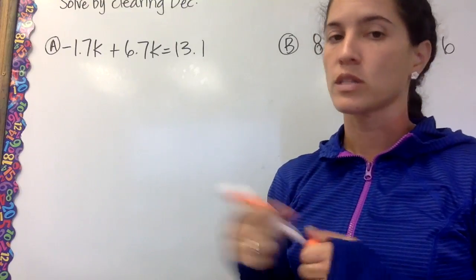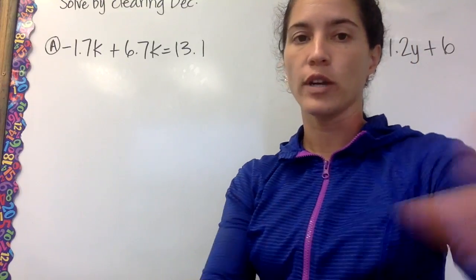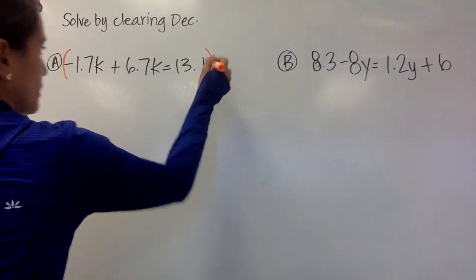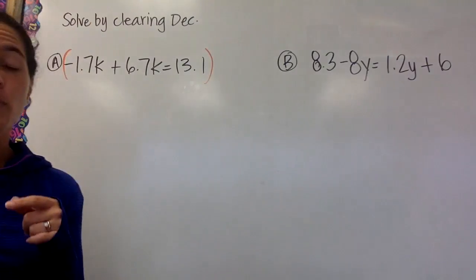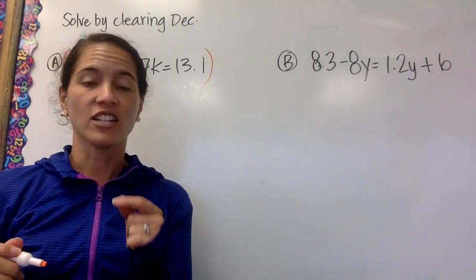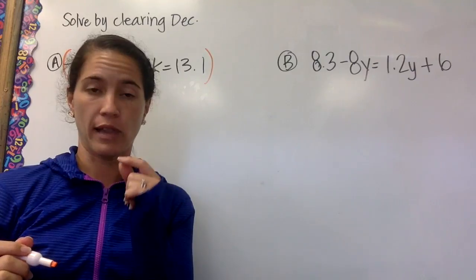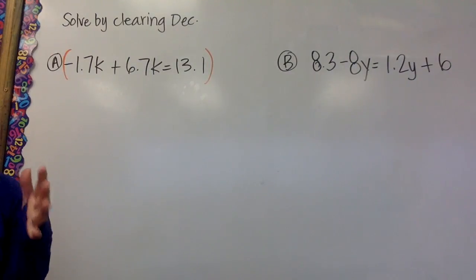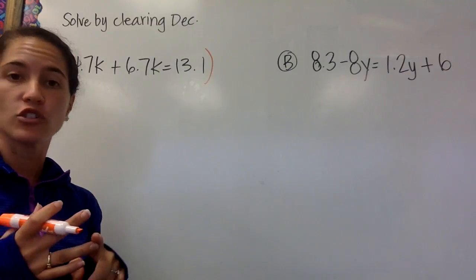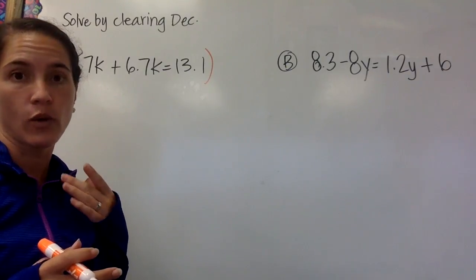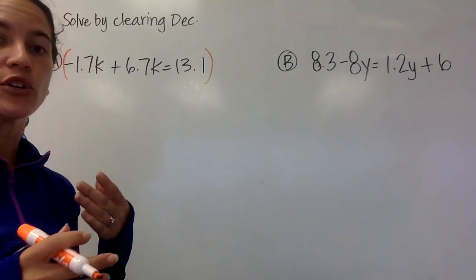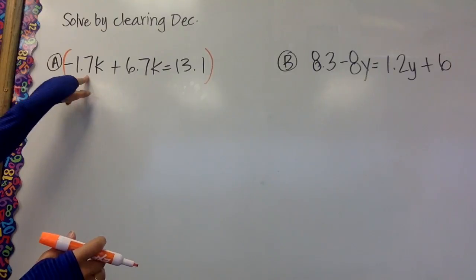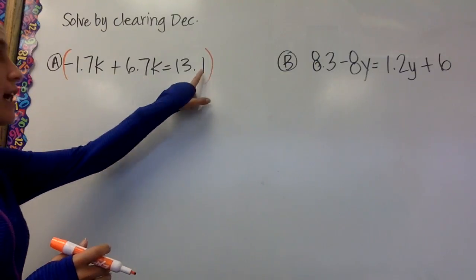To clear decimals, similar to clearing fractions, you're going to have to multiply the entire equation by a multiple of 10 that is your largest decimal place. So let me explain what that means. However many decimal places is your largest number, tenths, hundredths, thousandths, you're going to have to multiply that whole equation by a power of 10 to essentially move the decimal over. So when we look, we have tenths, tenths, and tenths.